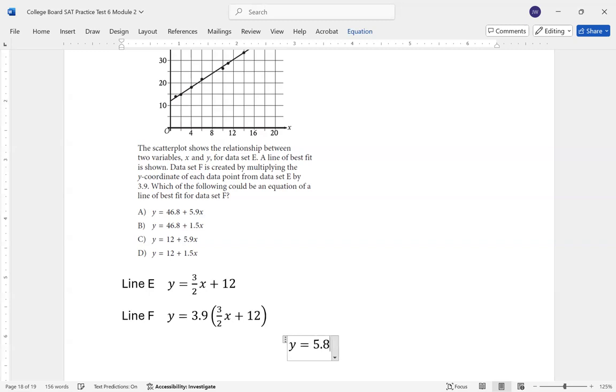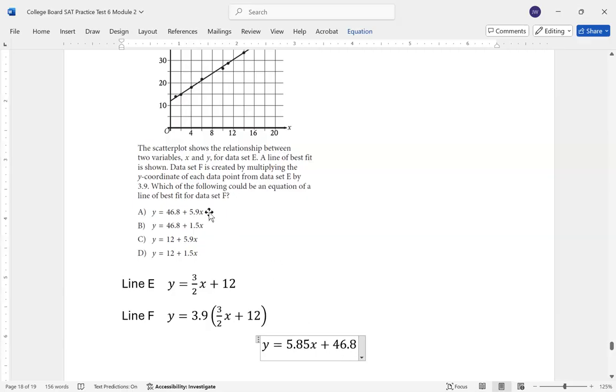5.85-ish times x plus 12 times 3.9 is about 46.8. And remember, these were approximate values for 3 halves, my slope, and my intercept. So it might not be perfect, but we're getting about y is equal to close to 6 times x plus close to 47.